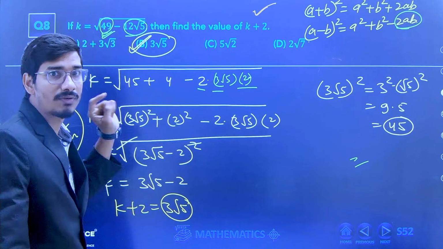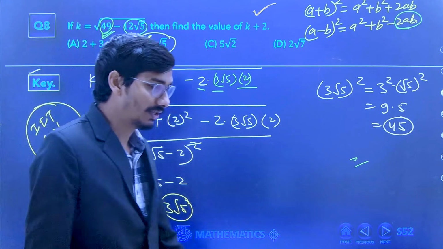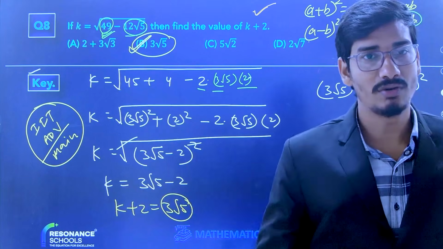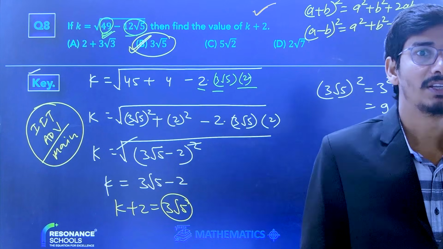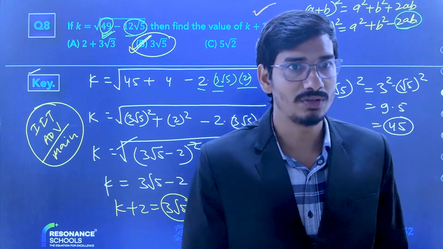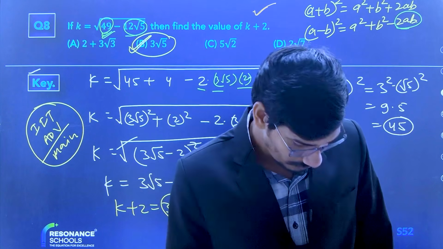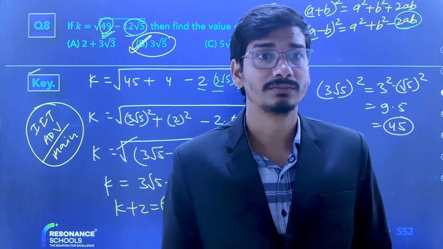The square and root quantity will cancel. So we're getting 3 root 5 minus 2. Now, moving the minus 2 to the left hand side, we'll get 3 root 5. So k plus 2 equals 3 root 5. Clear?